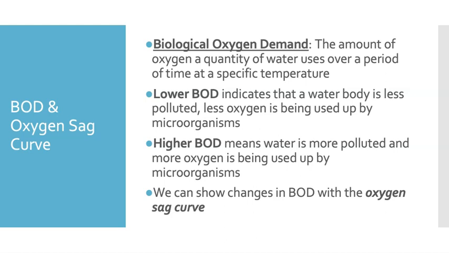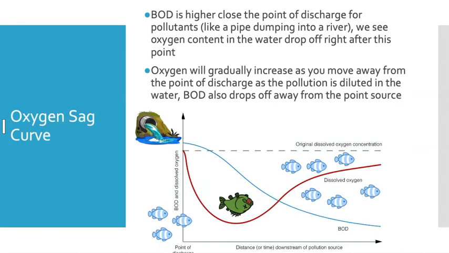So we can actually illustrate this with something called an oxygen sag curve. So let's take a look at this on the next slide. All right, let's take a look at what that sag curve looks like. So the oxygen sag curve is actually a graph, and what it is doing is showing you how the biological oxygen demand, or BOD, changes over time as you move downstream on a river. So what we'll see is that BOD is going to be highest at the point of discharge of the pollutant.